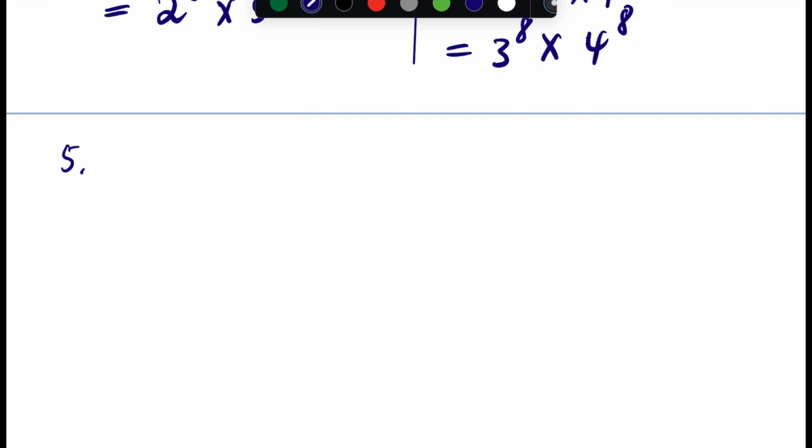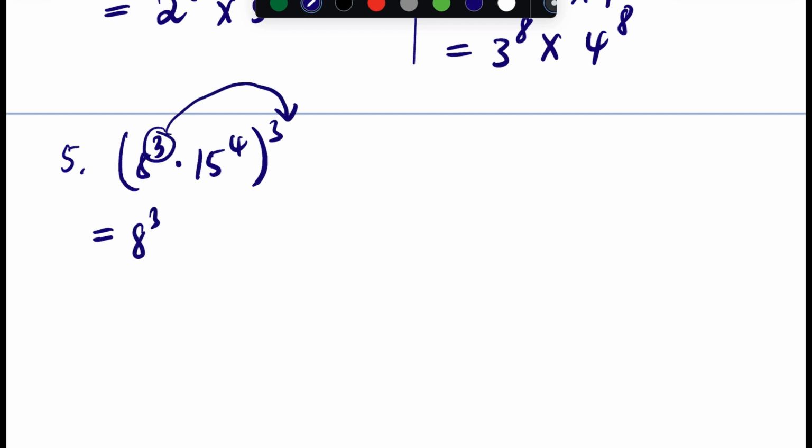Okay, let's look at number 5. Number 5, we can write it this way. We can say 8 to the power 3 times, we can put a dot, 15 to the power 4, all to the power 3. So what we can do here, we put the 8 to the power 3, this power multiplied by this power there, so it's going to be 3 times 3, and this power will multiply by this power, so it's 15 to the power 4 times 3, so it's going to be 8 to the power 6 times 15 to the power 12.